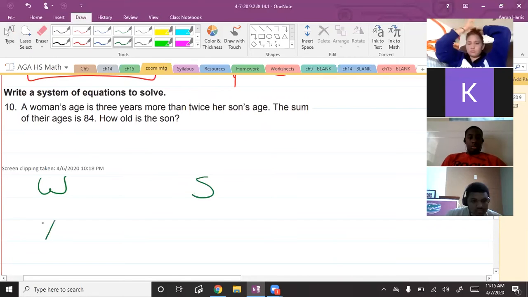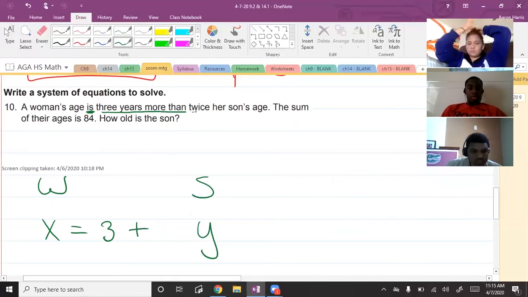So let's say the age of the woman is X, the age of the son is Y. They can't both be X and they can't both be Y. They're different variables. Variables take the place of what we don't know, okay? So it says the woman's age is. The word is makes you have an equal sign. 3 years more. What's 3 years more? More is 3 plus. So that's how we're breaking it down. It says twice her son's age. So 2 times whatever the age of the son is.